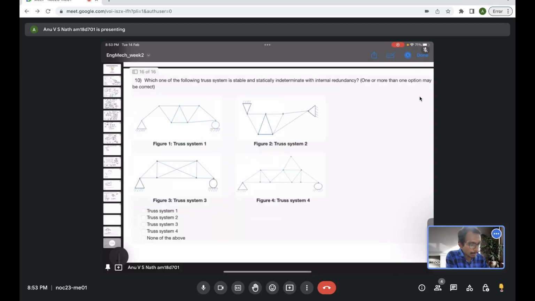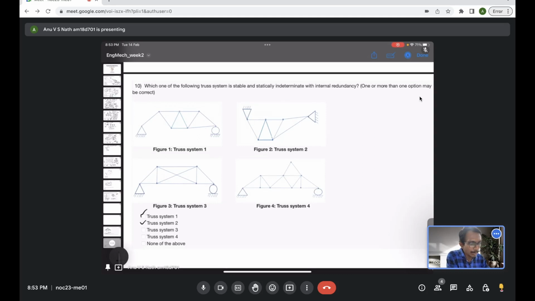And in question 10, okay, this is not question 10 in the assignment, I think question 1 in the assignment. So here, yes, there is some issue. Did anyone find any issues here? So there are some issues. The options say truss 1 and 2 are the correct answer for the system, but I think it is not. Truss 3 is the correct answer.